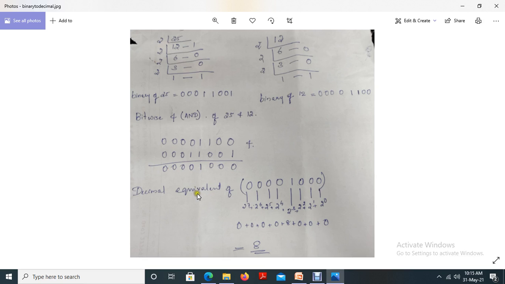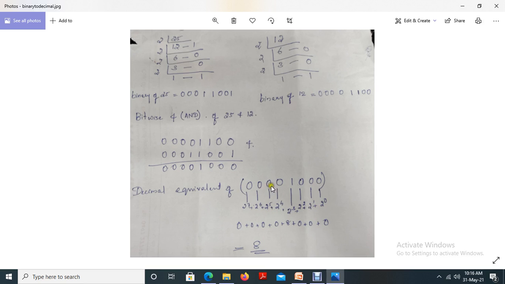What we will do? We have to convert this binary value to its corresponding decimal value. So for calculating its corresponding decimal value, the procedure is like this. Multiply the 0 with 2 power 0, then 0 with 2 power 1. Take the summation of all those things.